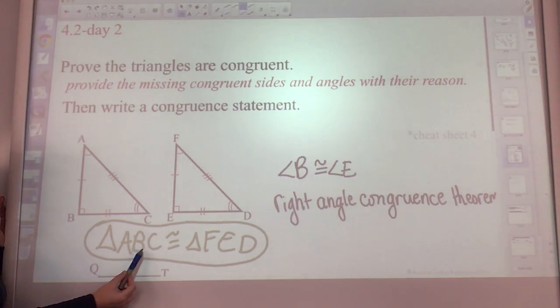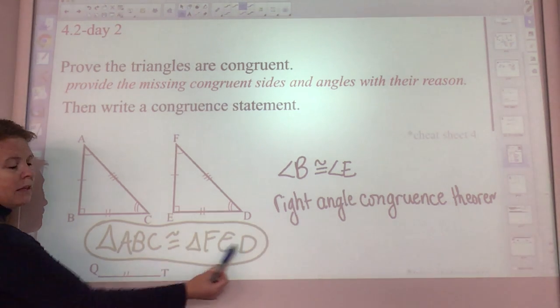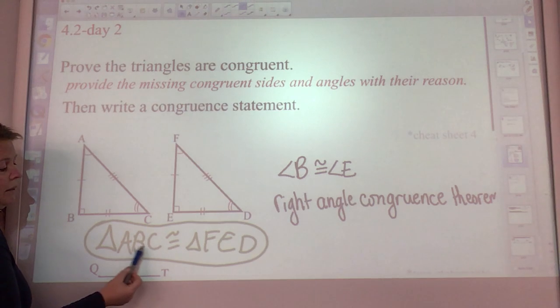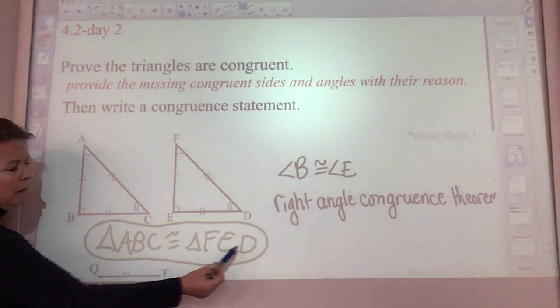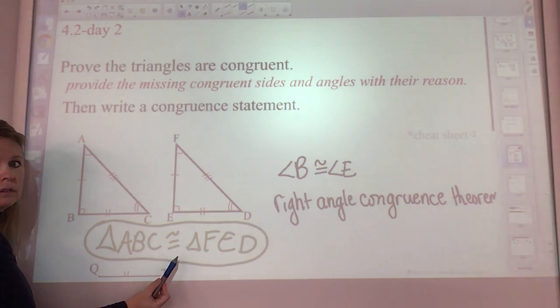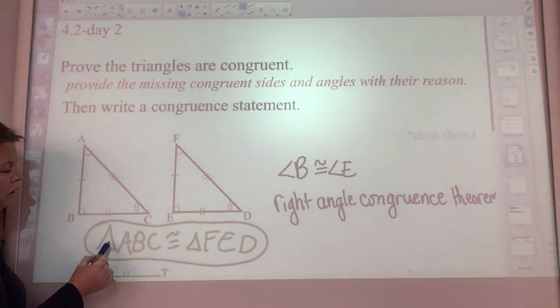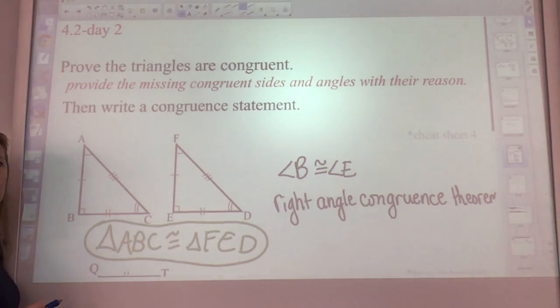If you rearrange this order, you have to rearrange this order. You wanted to call it triangle CBA. Fine. Then call this triangle DEF. The parts have to match. Don't forget your triangle symbol. Put the congruent in between.